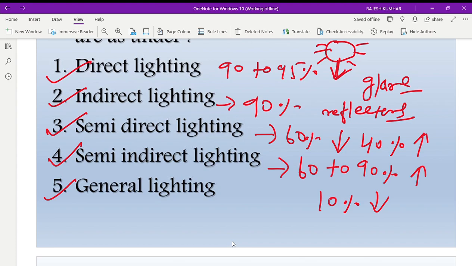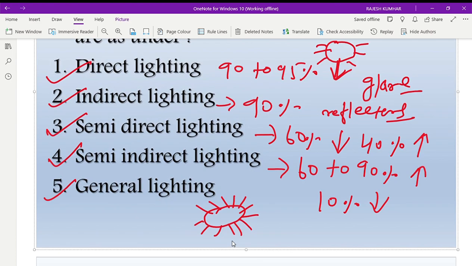Now the fifth point is general lighting. This type of lighting scheme is where the luminaires, shades and reflectors give equal illumination in all directions. That means, suppose this is the source, the illumination, that is the flux, passes in all directions equally distributed.